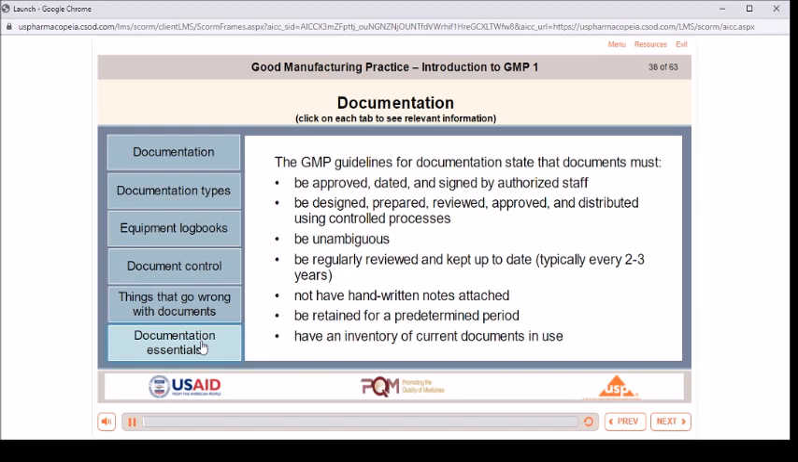Documentation essentials. The GMP guidelines for documentation state that documents must be approved, dated, and signed by authorized staff, be designed, prepared, reviewed, approved, and distributed using controlled processes, be unambiguous, be regularly reviewed and kept up to date, typically every 2 to 3 years, not have handwritten notes attached, be retained for a predetermined period, and have an inventory of current documents in use.